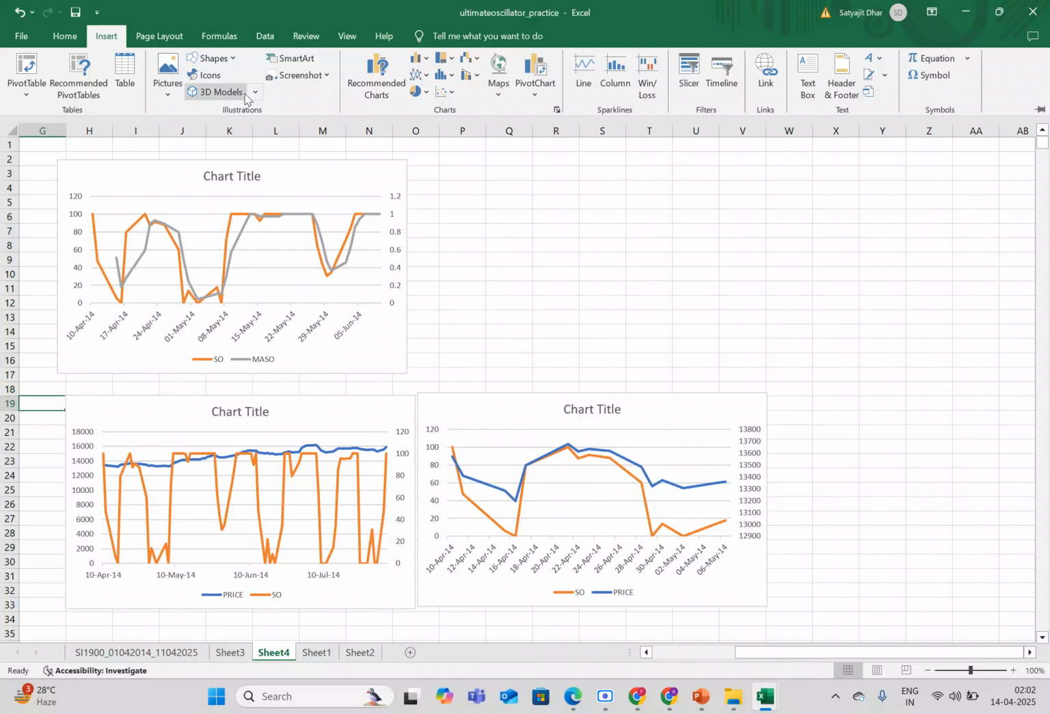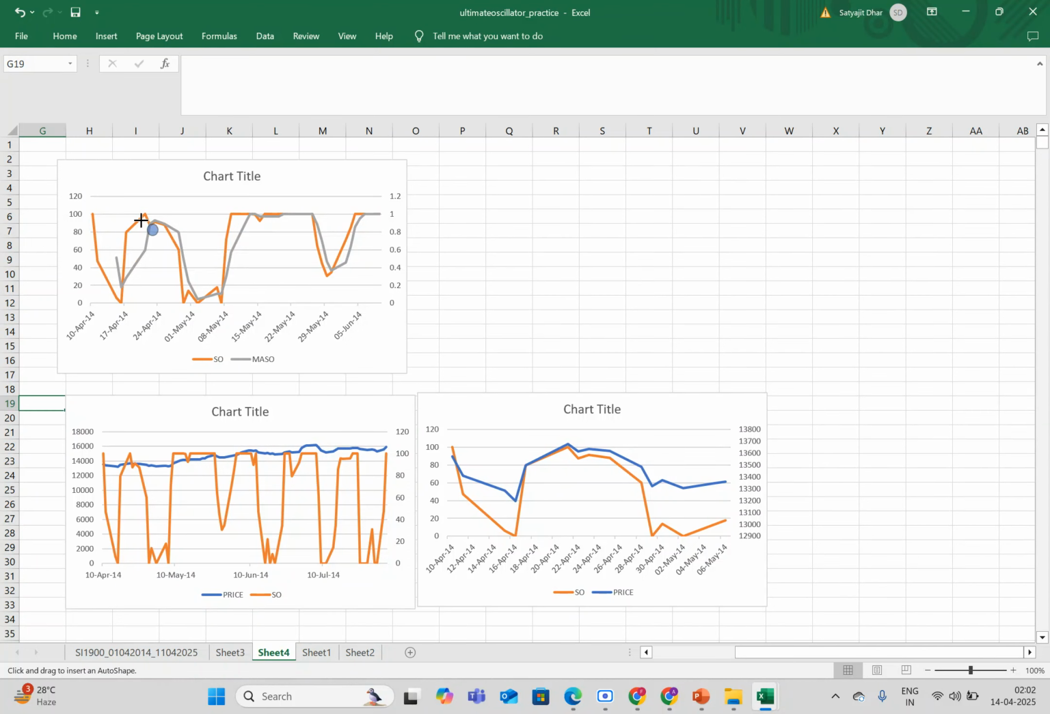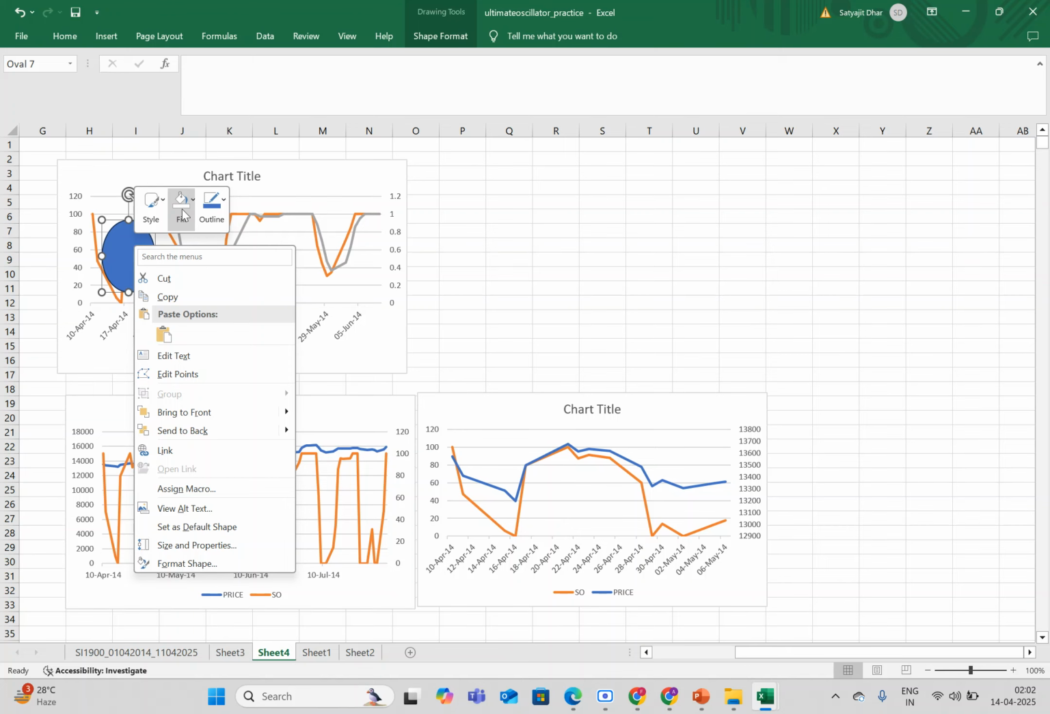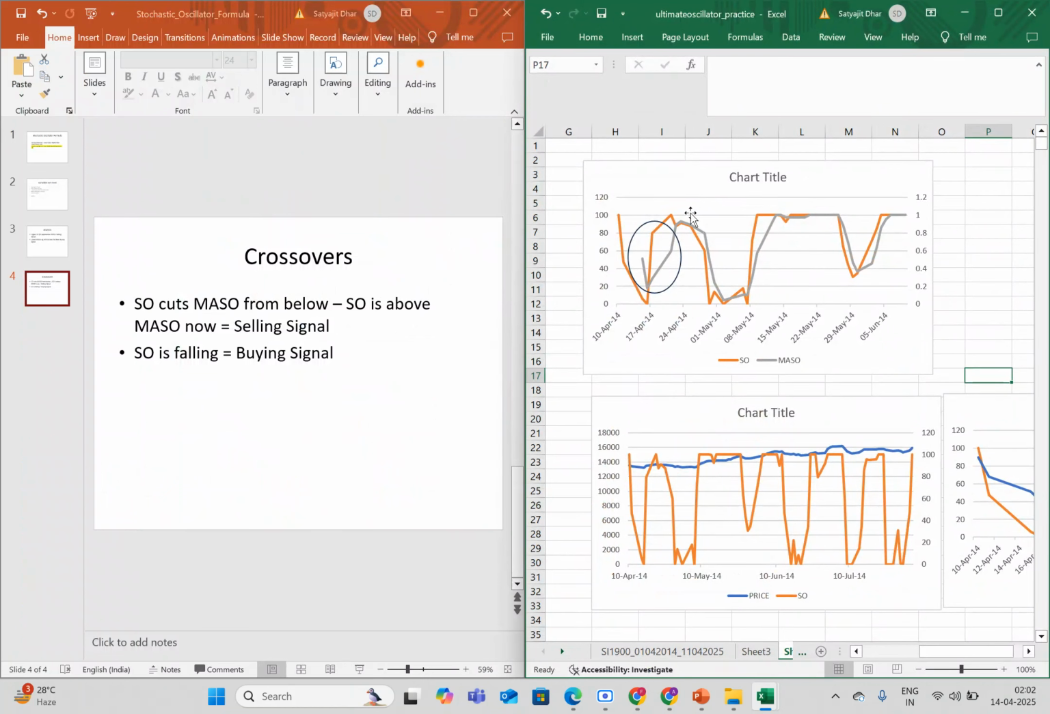In the case of a selling signal, I will try to draw this circle, like in this area. Okay, so this is a circle. And here, as we can see, the orange line is cutting the gray line from below. That is, the stochastic oscillator is cutting the moving average stochastic oscillator from below. So now SO is above MASO, and as we saw, when SO is very high, it is a selling signal. So this is basically a selling signal.